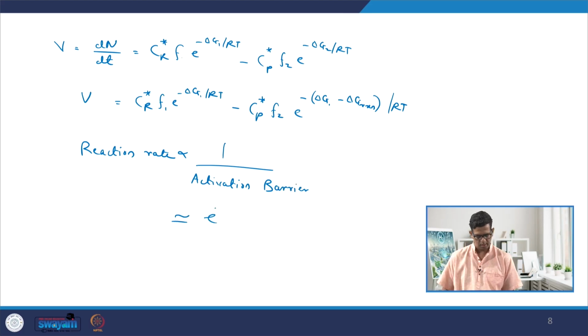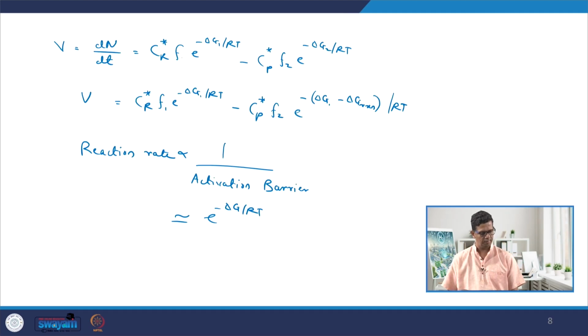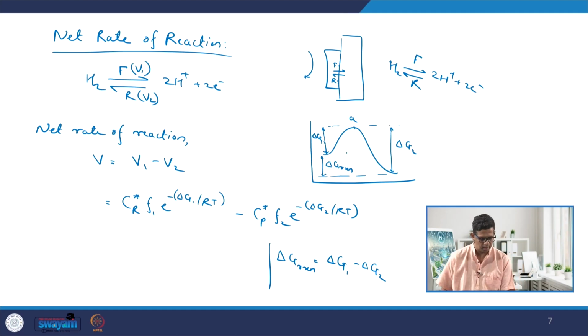So, it is typically delta G by RT. In other words, what I can say is, if our activation barrier is small, the reaction rate will be fast, or the particular rate of reaction will be fast. So, if I consider the forward reaction, if the activation barrier is smaller compared to the reverse reaction, the forward reaction will be favored, and that is how we can say that the net current will be in the forward direction.